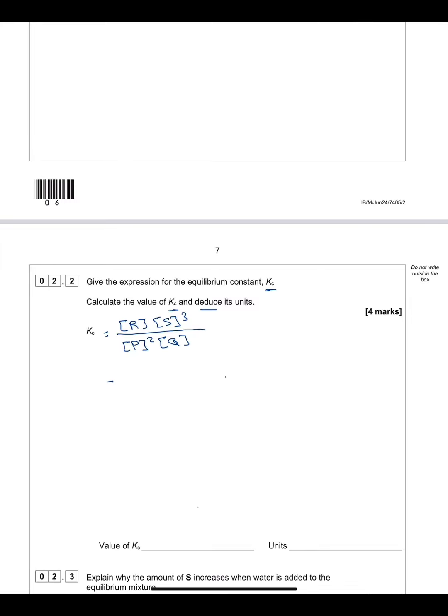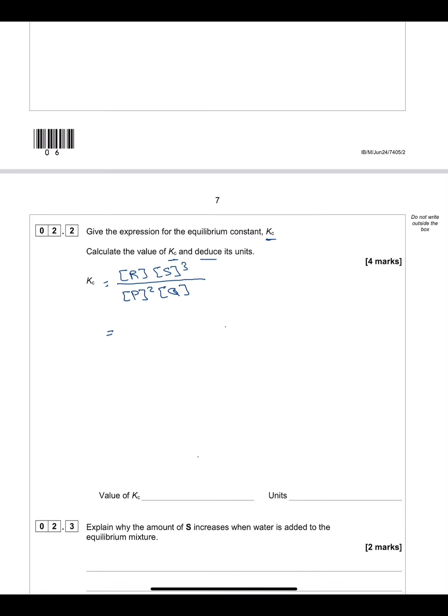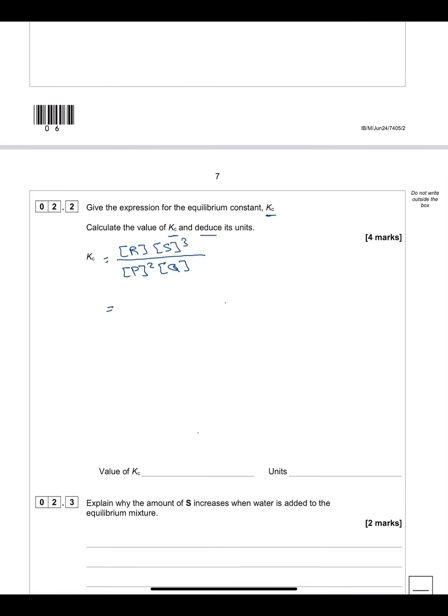Now we need to find the concentration, and the concentration here is going to be the moles of each of these at equilibrium divided by the total volume of the solution. We calculate the total volume as 45 centimeter cubed, and we should convert that to decimeter cubed, which is 0.045. So now we need to add the different concentrations of each of these. Let's start with the products.